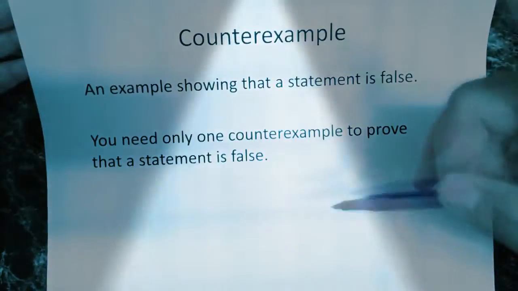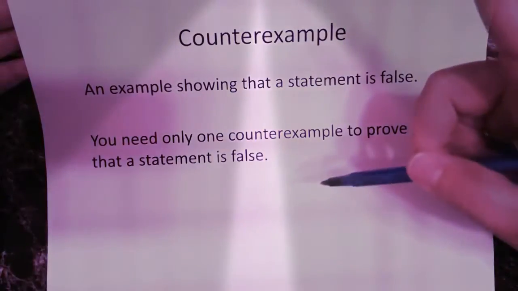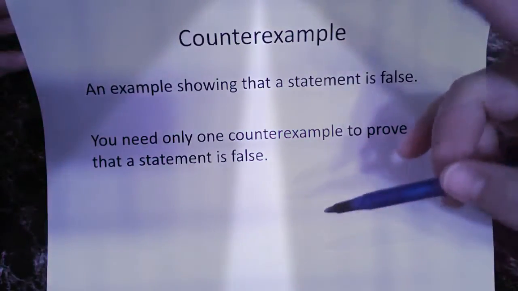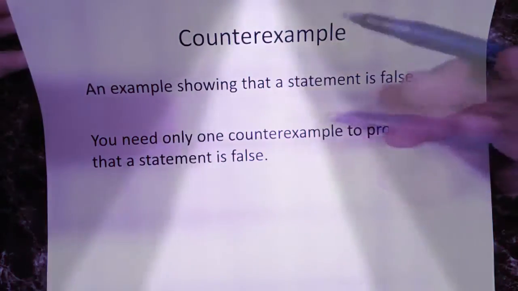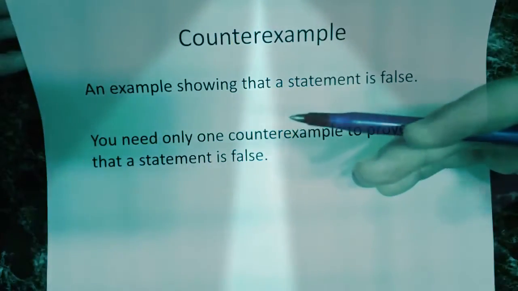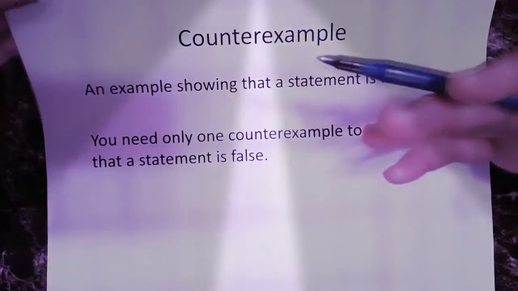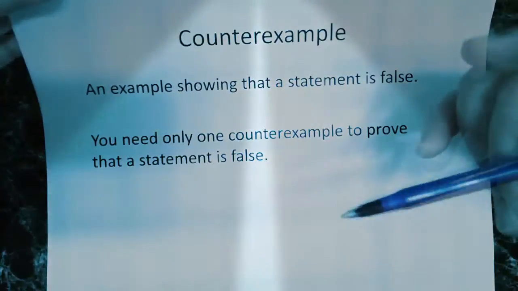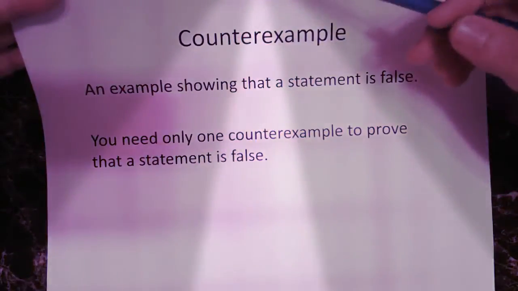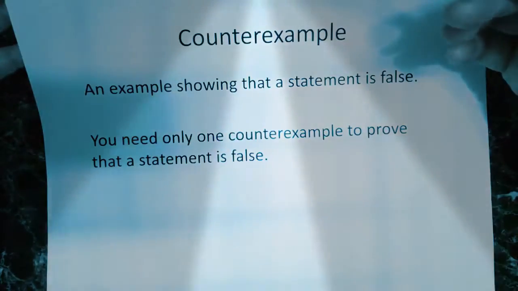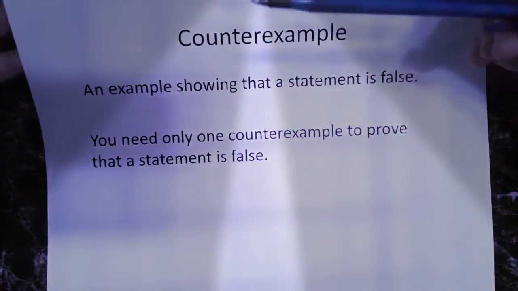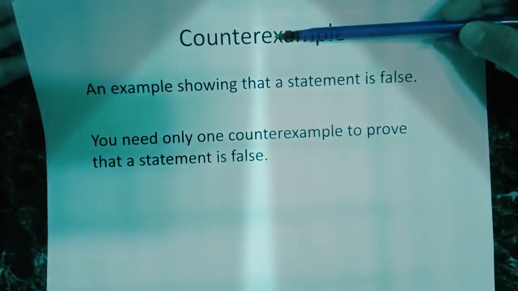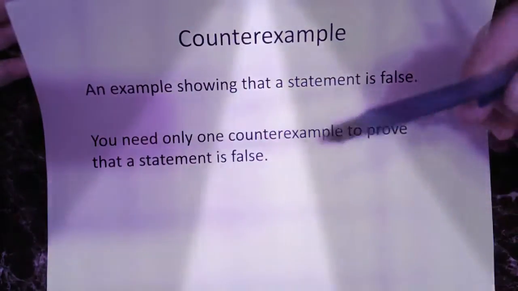Okay? I only need one thing, one shred of evidence to prove that this guy is guilty or that this guy is innocent. All right? It doesn't matter. I just need one shred of evidence that proves that what you're saying is incorrect, to put reasonable doubt in my mind, right? So an example that shows a statement is false is a counterexample. And you only need one of those to make a statement false.